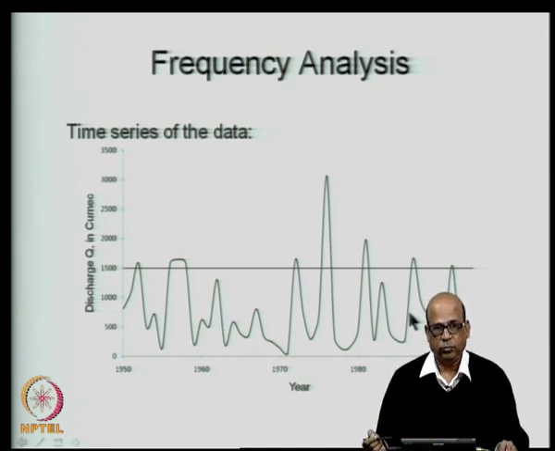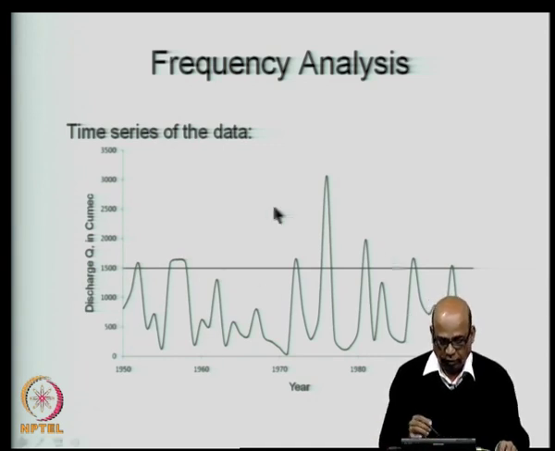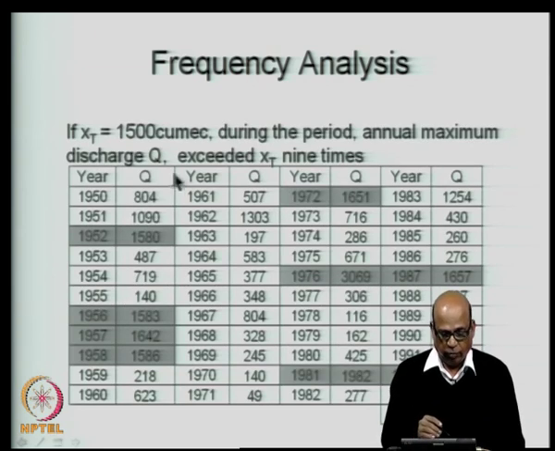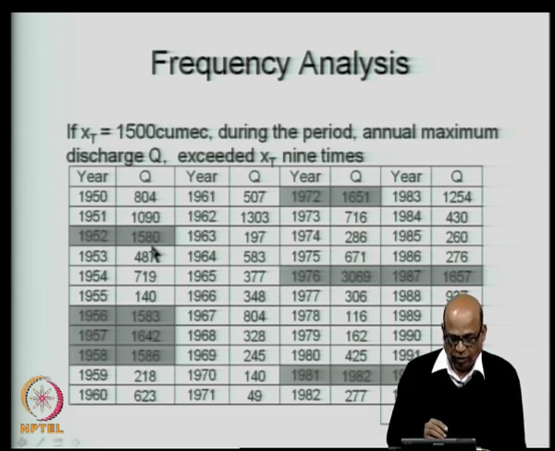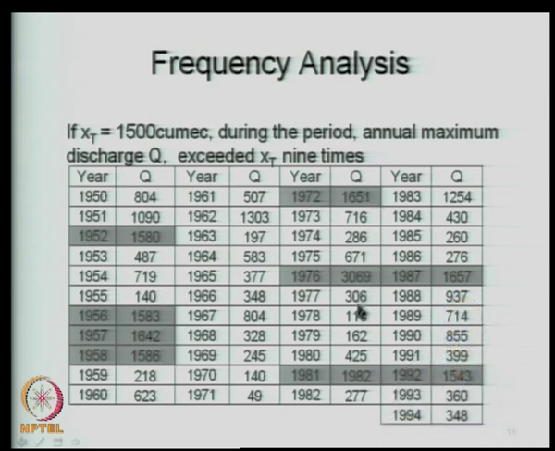So, there are 9 such events as we can see here from the data. Whenever the value 1500 has been exceeded, we call it a success. So, 1, 2, 3, 4, 5, 6, 7, 8 and 9. 9 times in the 45-year record, the value of 1500 has been exceeded. What do we do with this information?